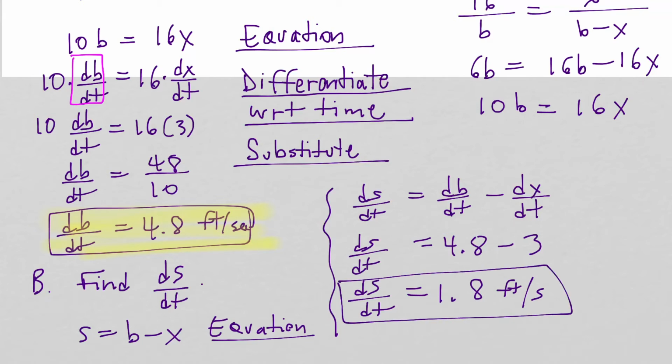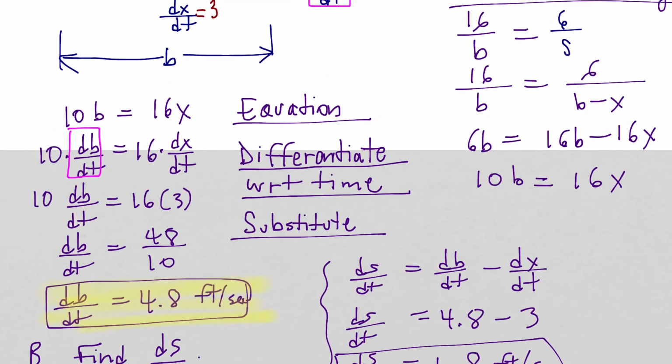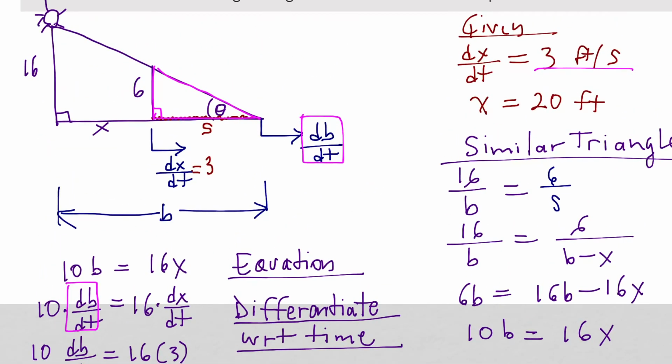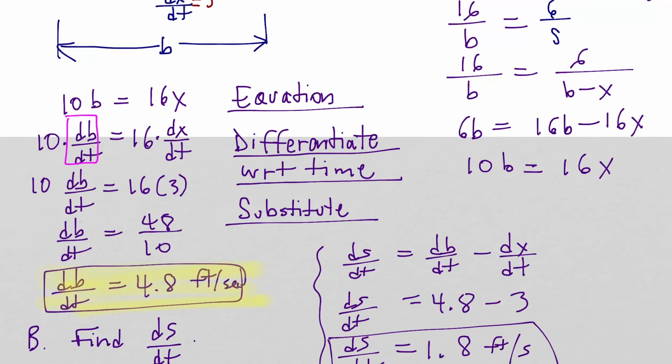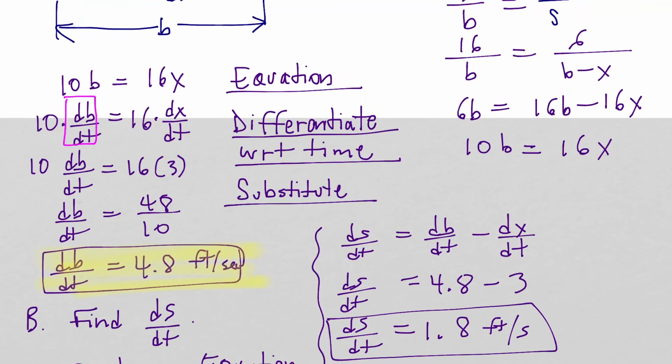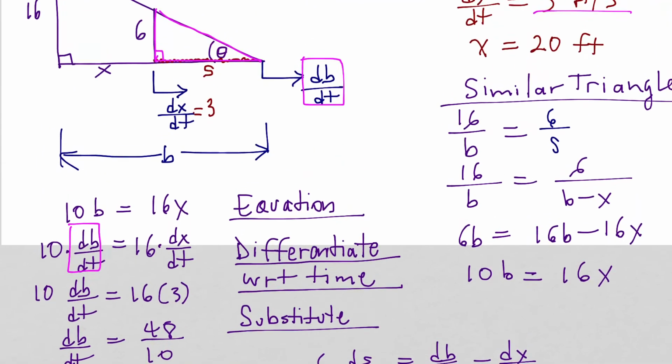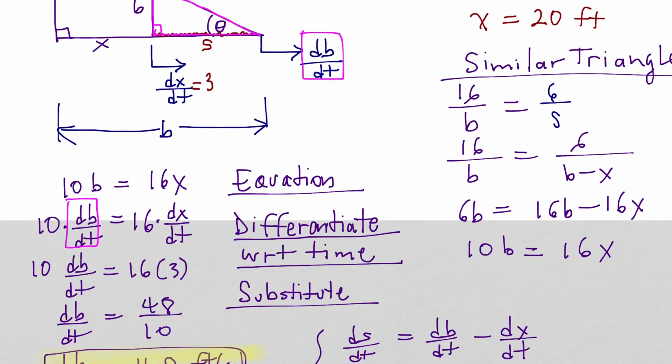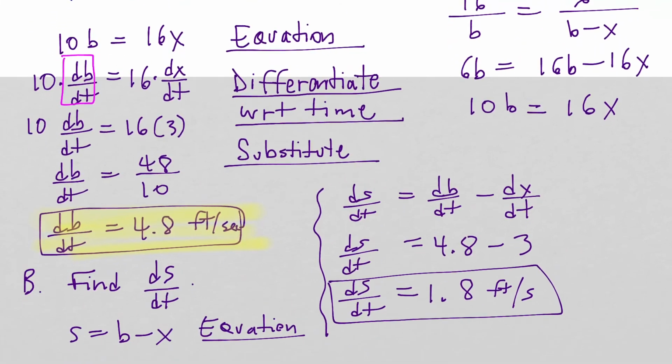Now the interesting thing about this problem is that none of these quantities were dependent on how far this person was from the pole. Notice how that distance, 20 feet, didn't play into any of these calculations. All right, so that's kind of interesting. It doesn't matter how far this person is from the light source. The rate of change of the length of the shadow and the movement of the tip of that shadow don't depend on how far the person is from the light source.